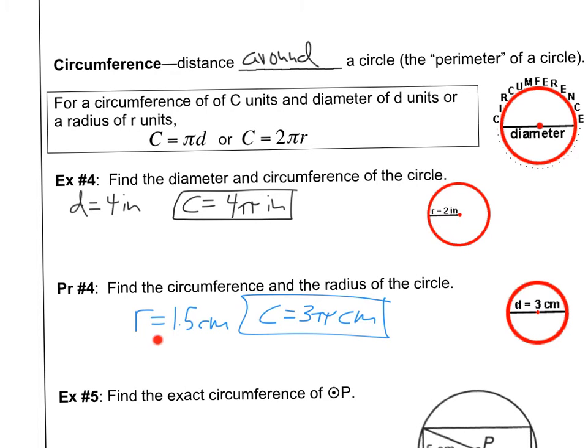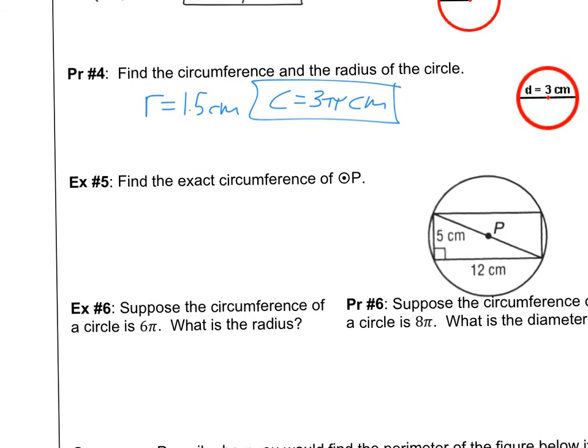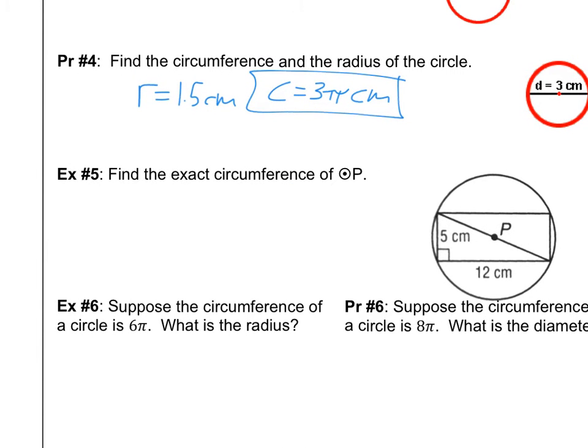Alright, so the radius would be half of the diameter, so it's 1.5 centimeters. And the circumference is just the diameter times pi, so 3 pi. Alright, let's move on. Find the exact circumference of circle P.